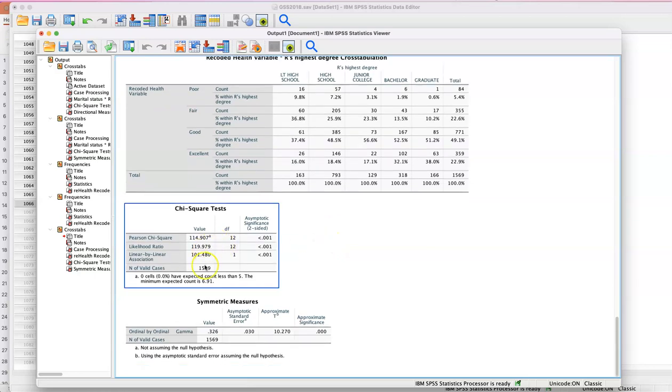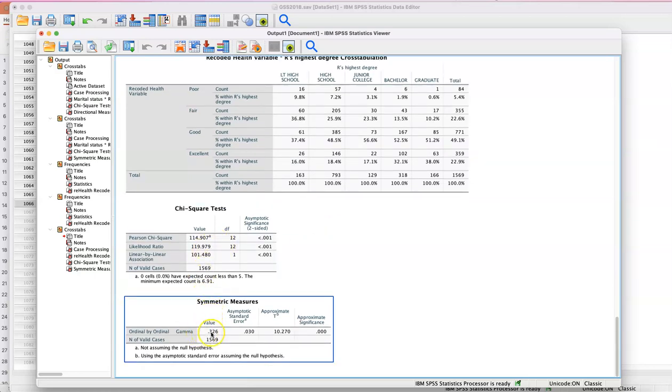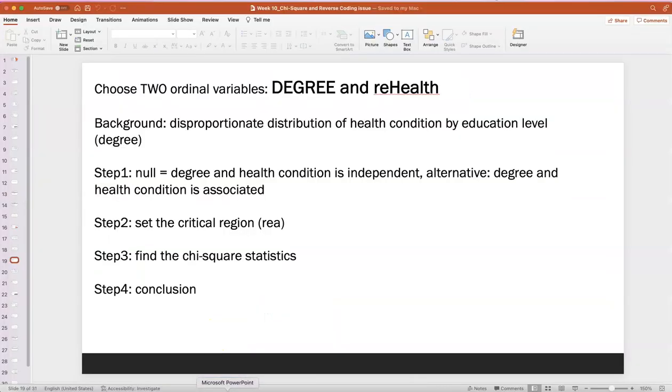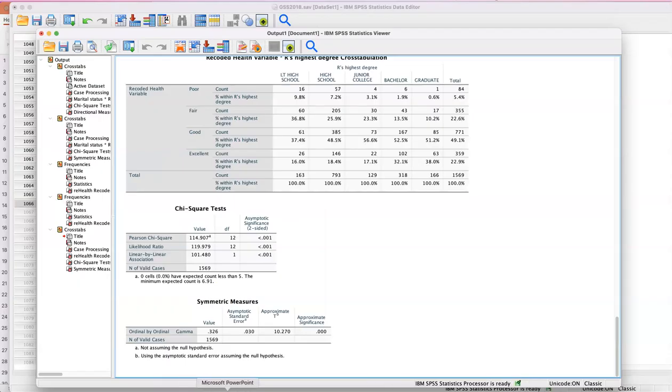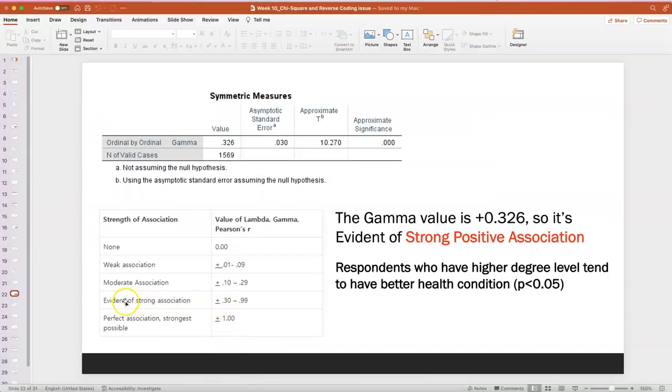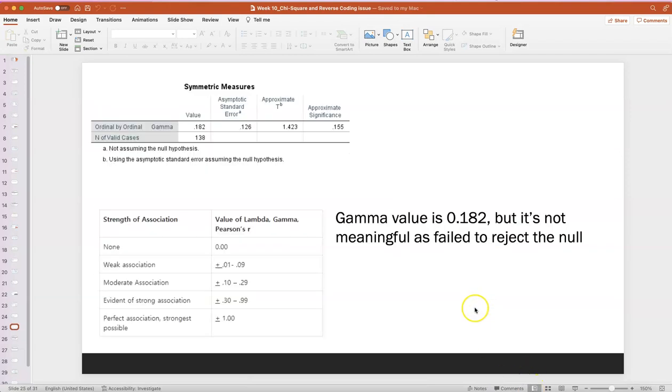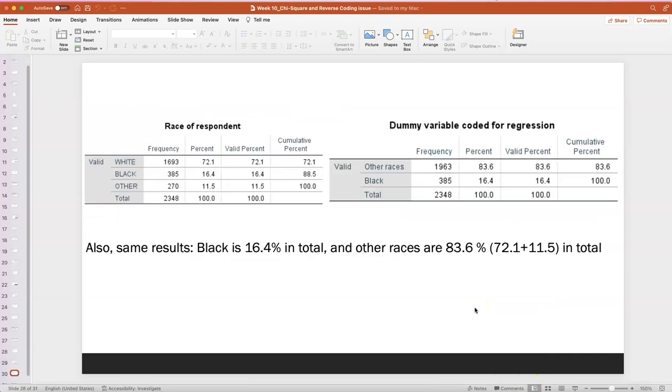Then how about the strength of the relationship? 0.326. No, I forgot. Sorry about that. 0.326 is evidence of a strong association. So you would say there is a strong association and the direction is positive. So there is a strong positive association between education and self-rated health condition. By using those examples, you can apply that.